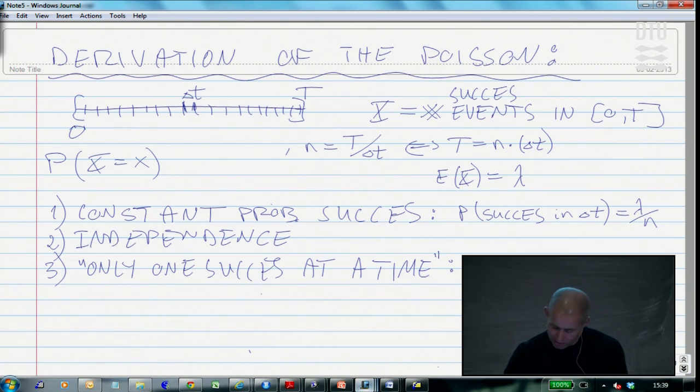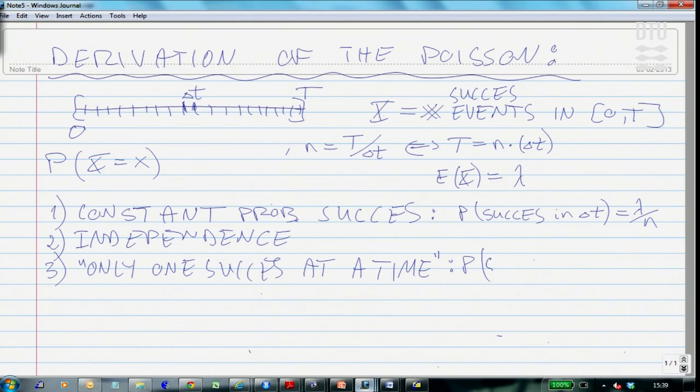Another way of stating that is that the probability of having more than one success in a single one of those small time intervals is negligible. In a Poisson, of course, you could have more than one in an interval, but when you make the intervals very small, you assume that this probability becomes almost zero. So that's the assumption of no multiple events at exactly the same time. Given those assumptions, we can prove that this probability becomes the Poisson.